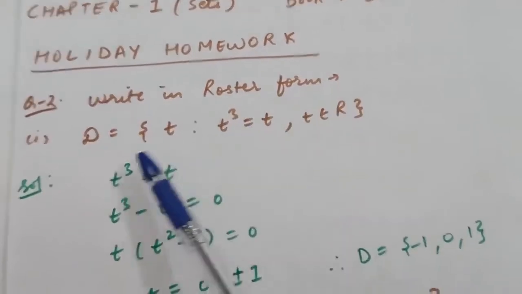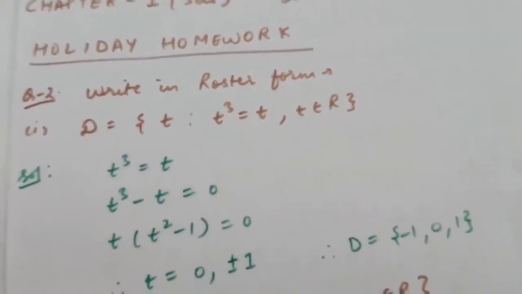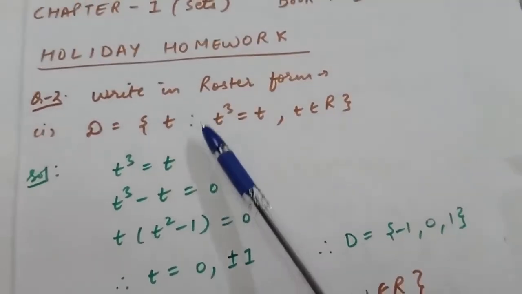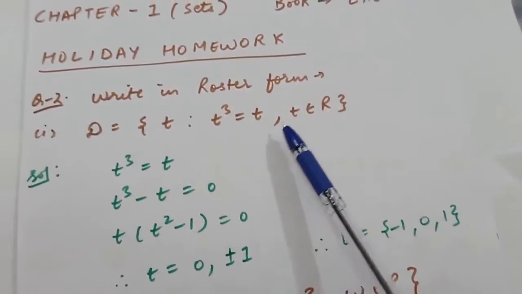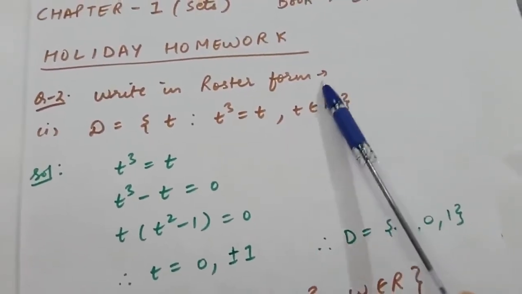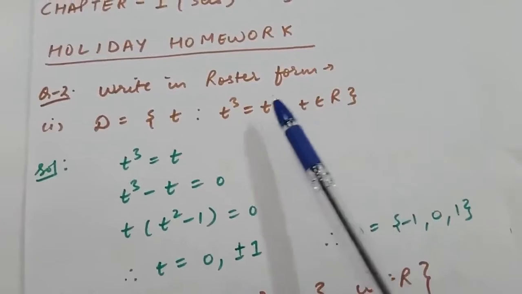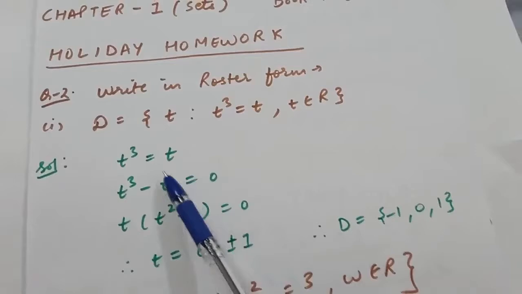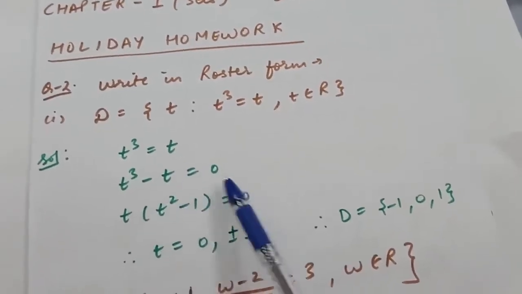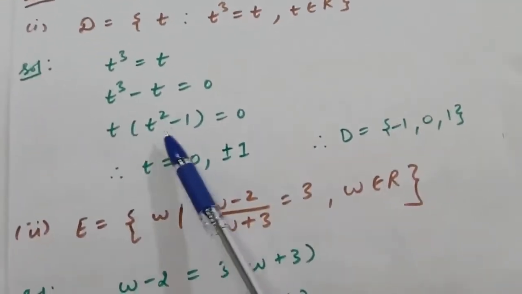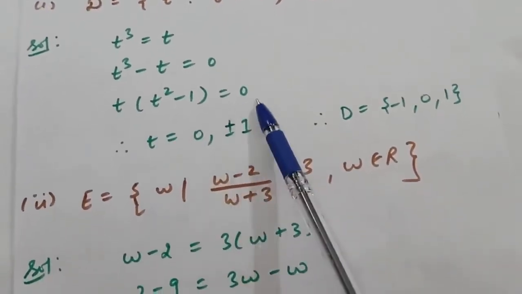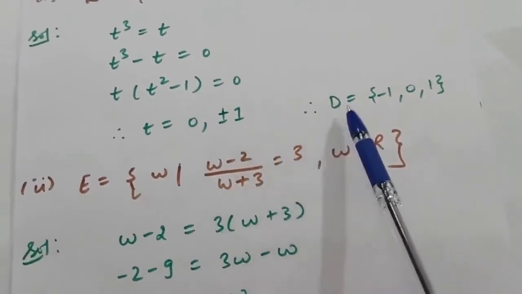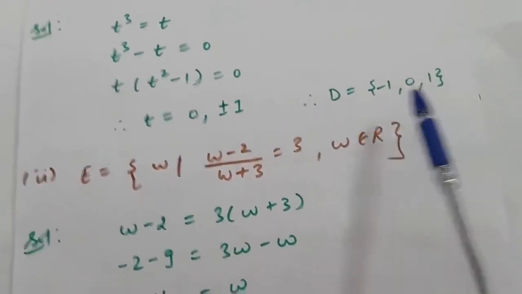Write in roster form the set D, which is given in set builder form. D is the set of t such that t cube is equal to t, t belongs to R, where R is the set of real numbers. So we have to find those t such that t cube is equal to t. It means t cube minus t equal to 0. We can take t common: t into (t square minus 1) equal to 0. Therefore t is 0, plus 1 and minus 1. Therefore the set D is {-1, 0, 1}.